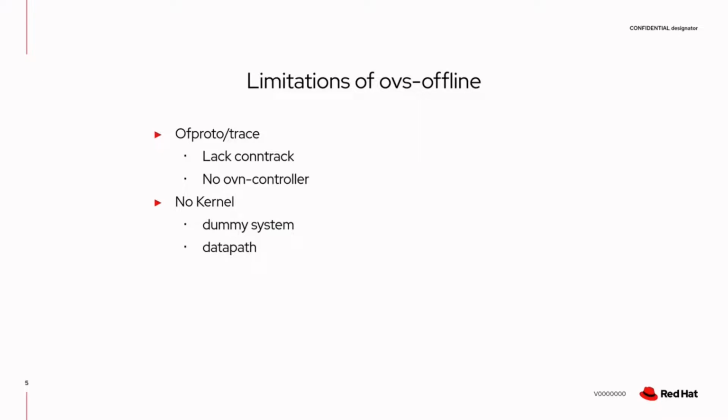There's also some limitations to OVS offline itself. Obviously, we don't have access to the kernel running the live OVS system. We're using a dummy system instead, so we don't have access to the datapath information. There's some inconsistencies in some of the commands, such as if you were to run ovs-appctl dpif/show, those datapath ports listed in those interfaces might not correspond to the port numbers in the live system.